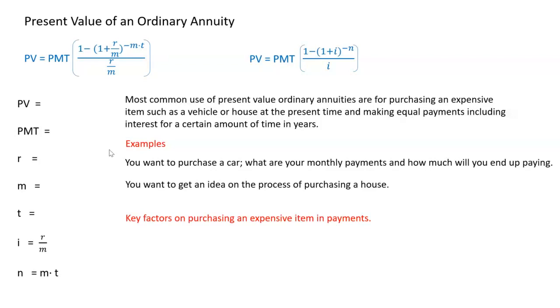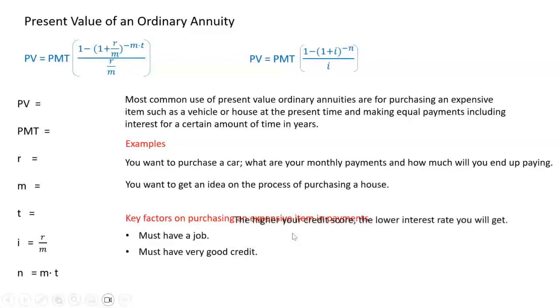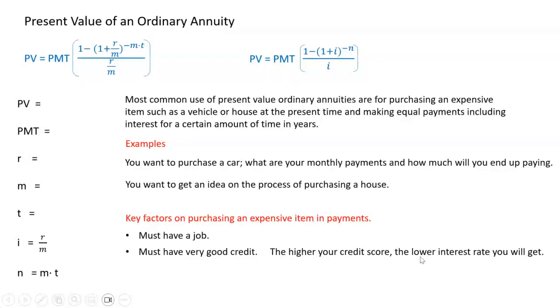Here are the key factors on purchasing an expensive item, whether it's an expensive car or a house. First of all, you must have a job. No job, the bank will not lend you a dime or a penny. No job, nothing. You must have a job. The second key factor, you must have very good credit. The better the credit that you have, the less interest you're going to be paying. The higher your credit score, the lower the interest rate you will get, which is good.